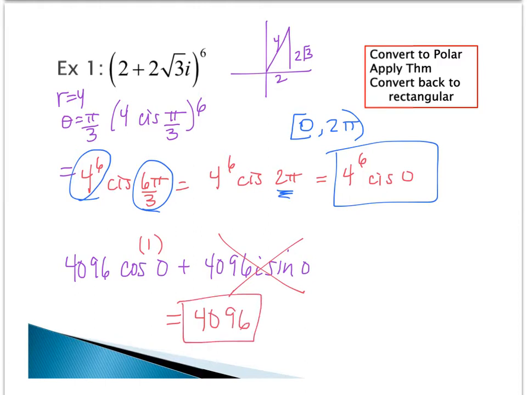Now, in some cases, it seems rather tedious to take a rectangular point, convert it into polar, apply the theorem, and convert it back into rectangular. And if we were only raising the quantity to the 2nd or even the 3rd power, that might be correct. However, in this problem, since we're raising it to the 6th power, it is definitely worth our time to convert this into polar complex form so that we can use DeMoivre's theorem.